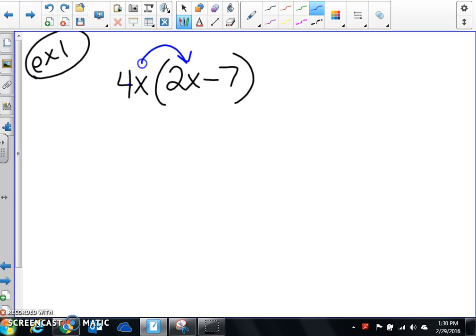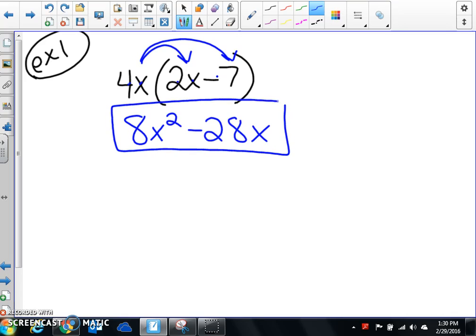So this is 4 times 2 is 8. X times x is x squared. Distribute over here. 4 times negative 7 is negative 28, and I have 1x. Done.